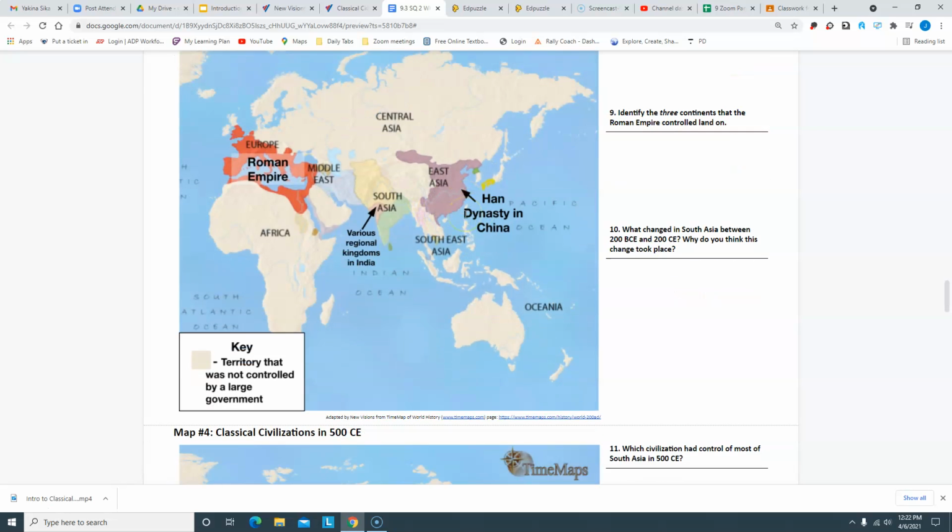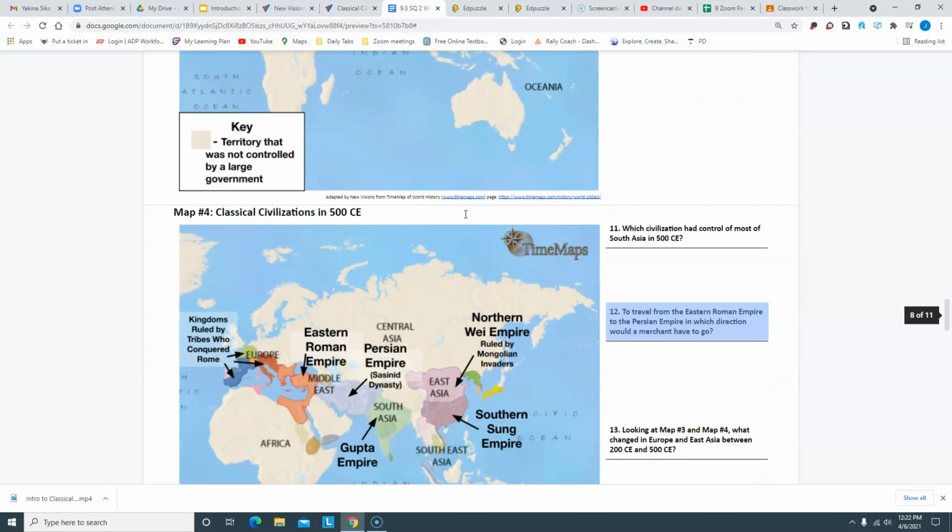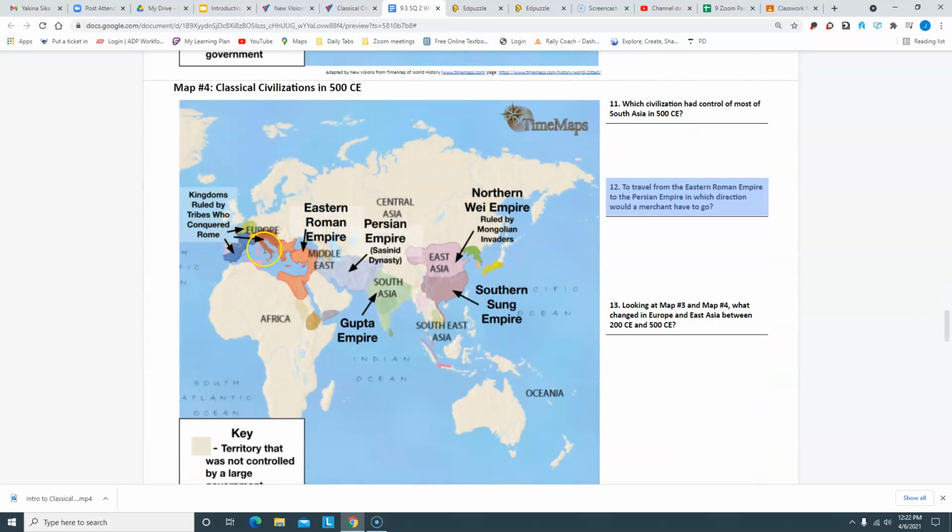Okay? Now that you know what that looks like and you see what Europe looks like and how it's controlled, and this is what East Asia looks like in 500 CE, answer this question in the Edpuzzle. What changed in Europe and East Asia between 200 and 500 CE?